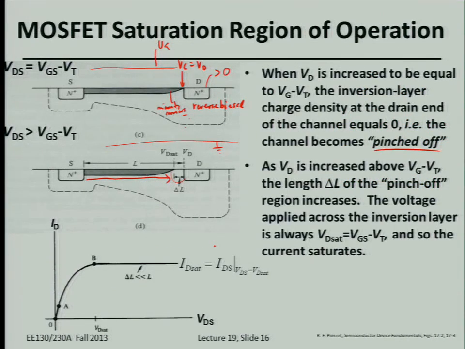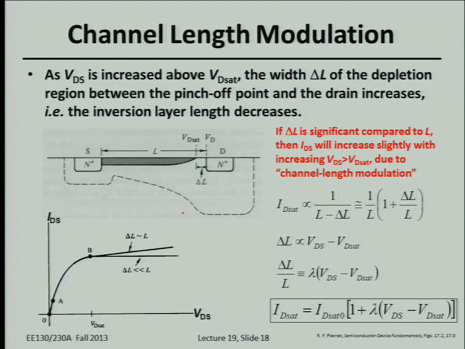Okay, one final detail: what happens when you increase VDS beyond pinch-off? The channel becomes pinched off, the current no longer increases. As I increase VDS, any extra voltage above this pinch-off voltage, VGS minus VT, gets dropped across that depletion region. So the width of that little delta L depletion region in the channel actually increases with VDS, as shown on this slide. The length of this depletion region will increase with increasing drain voltage.